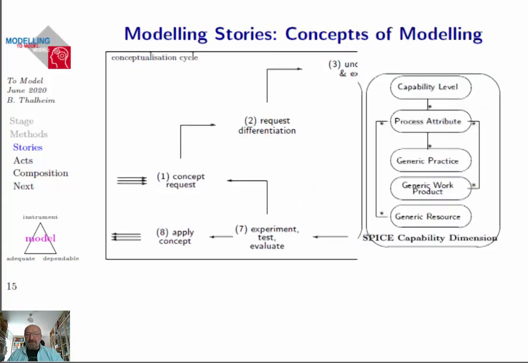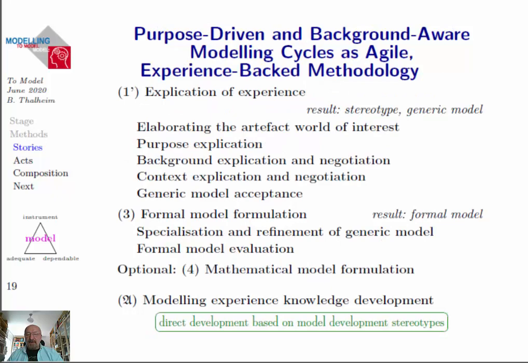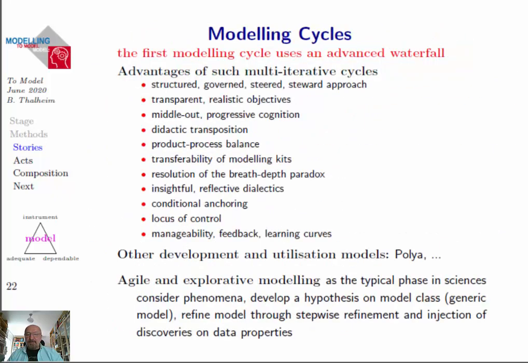That means in this case we can now use what we have been doing so far as a cycle of modeling. That means in this case we have maybe even multi-iterative cycles going several times through it. And we have maybe all other development and utilization models we can use. For instance, Polya's approach to mathematical modeling and problem solution. We can add agile and explorative modeling to these modeling cycles.